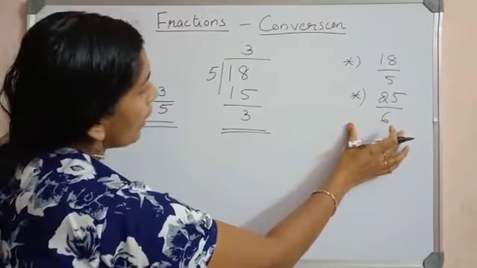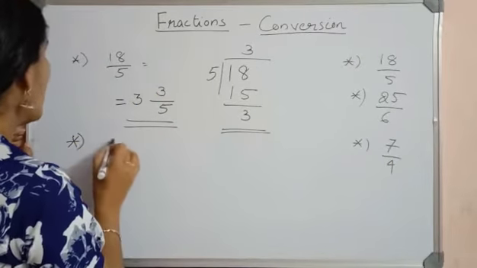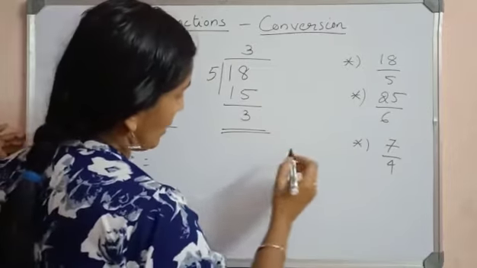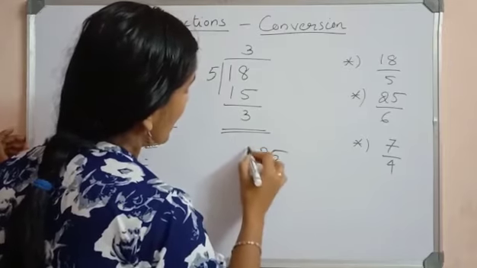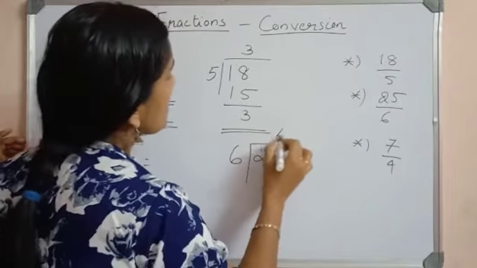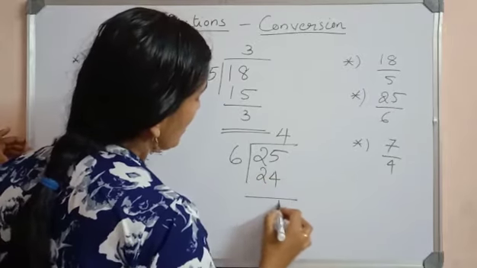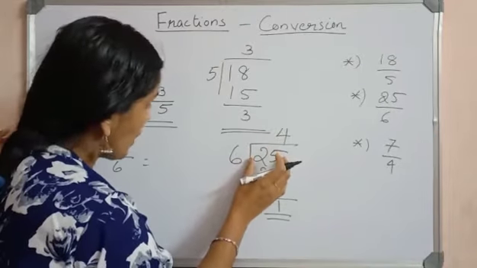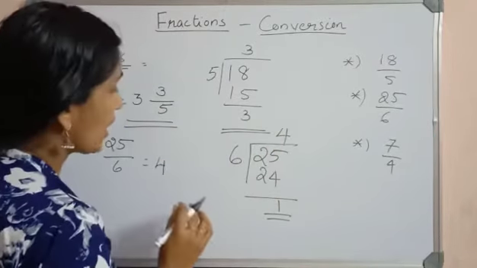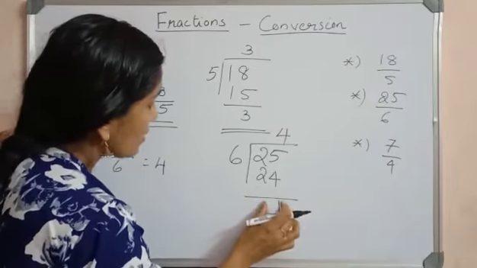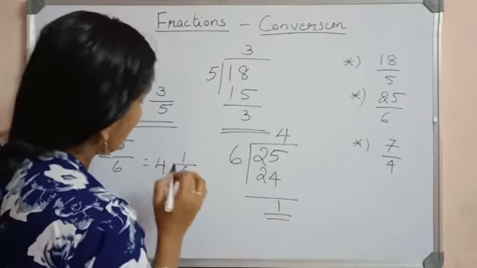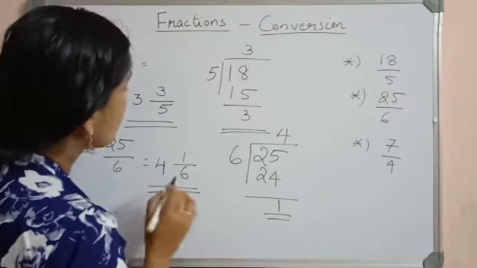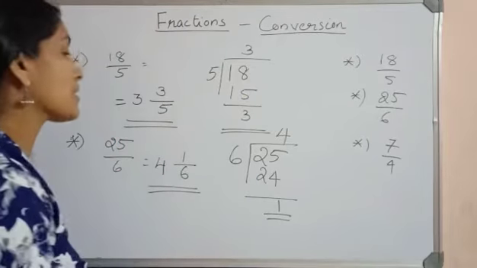So when you are considering 25 by 6, the same way you need to perform the actual division. When you are dividing 25 by 6, you can say that 6 fours are 24. The remainder is 1. That means there are 4 times 6 present in 25. So you must write the quotient first, 4. Now how much is left out? The remainder is 1. So 1 is left out here and 1 by 6 part will be remaining. This is how we can convert the improper fractions to mixed fraction.